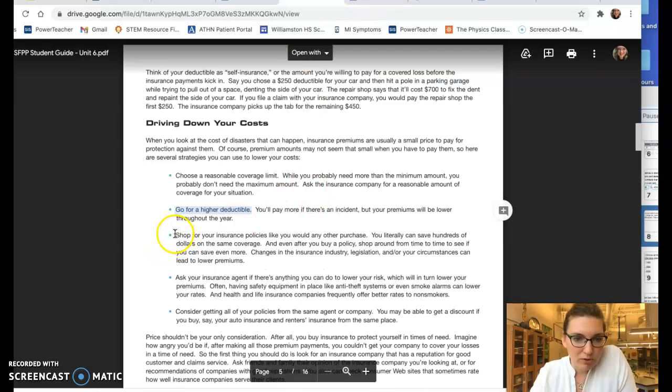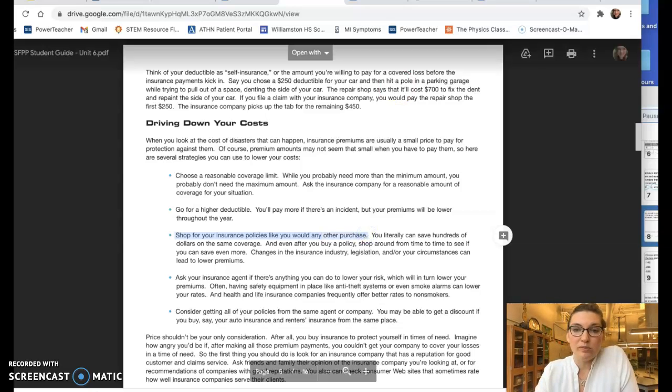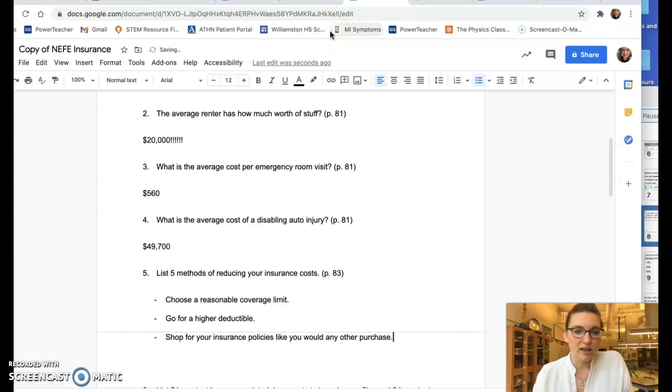So shop for your insurance policies like you would any other purchase. Yeah, and also, there are people called insurance agents, and they can help you find insurance from a bunch of different sources that might give you a better rate. And that can make a big difference because car insurance is like a few $1,000s every year, and that ends up being like a couple $100s, but it can vary from like $70 to like $500. So you want to shop around and make sure that you're getting a deal that's going to work for you.